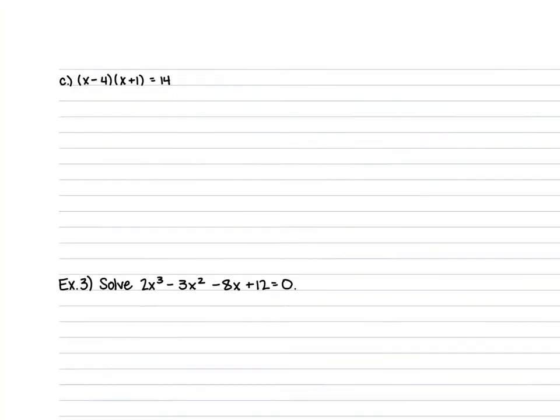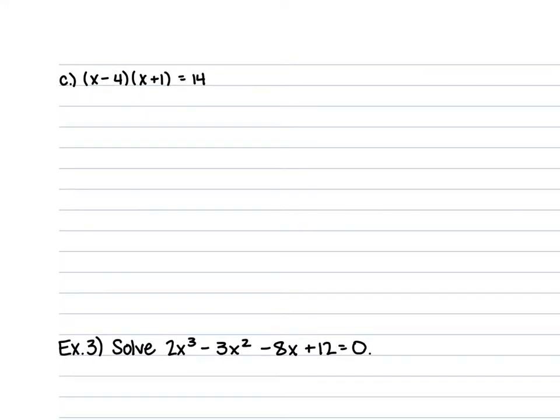For example, 2c, we're given x minus 4 times x plus 1 is equal to 14. For anything like this where you have a side of your equation that's already factored for you, the only thing that you have to do with these is multiply it out, then move the other side or the other term to the same side that you factored out on, and then refactor and solve.